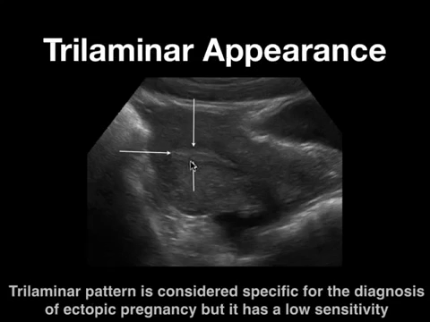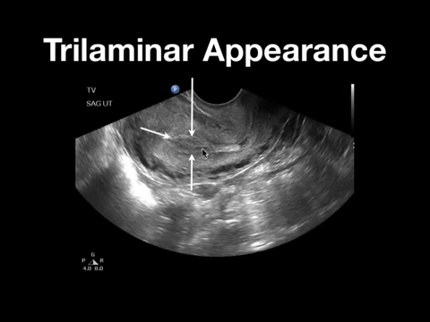Here's the trilaminar appearance where you have three lines. You have 1, 2, 3. This is essentially the appearance that you would expect to see in the follicular phase of the menstrual cycle, not what you would expect to see in the luteal phase or in early pregnancy. So if you see this, it's considered to be specific for the diagnosis of ectopic pregnancy. Here's another patient who had an ectopic pregnancy. Here you can see 1, 2, 3 lines. This is a trilaminar appearance, and this was a patient with an ectopic pregnancy.